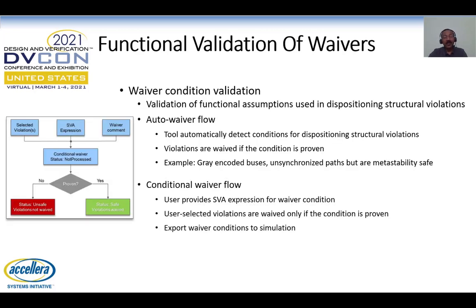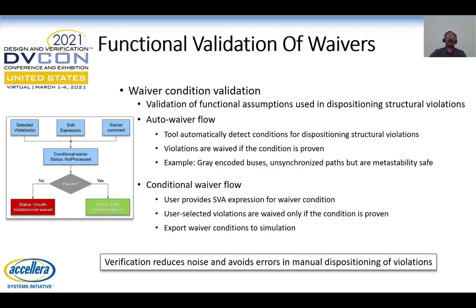The second option is the conditional waiver flow, where the user provides an expression as the waiver condition. If the tool is able to prove that condition, then it would automatically waive off a set of violations selected by the user. You can also export these waiver conditions and run them in simulation. What you are essentially doing here is to validate those waiver conditions and reduce the noise in structural analysis, and also to avoid any manual errors that may happen while dispositioning the structural violations.